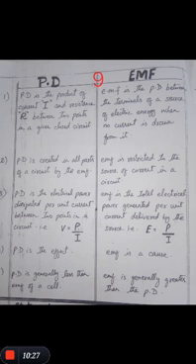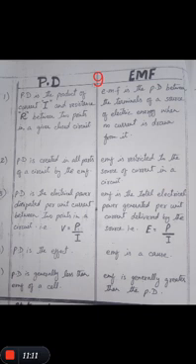Second point concerned with the potential difference: potential difference is created in all parts of a circuit by the EMF. EMF is restricted to the source of current in a circuit. Potential difference is the electrical power dissipated per unit current between 2 points in a circuit, that is V is equal to P divided by I. EMF is the total electrical power generated per unit current delivered by the source, that is E is equal to P divided by I.